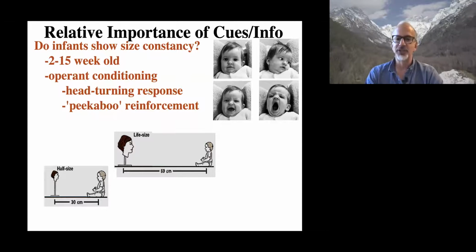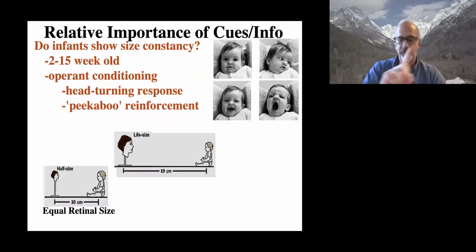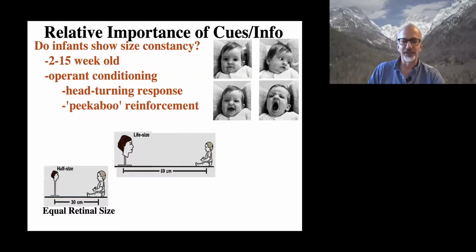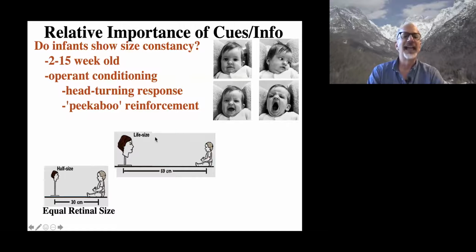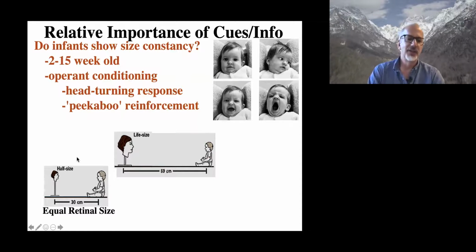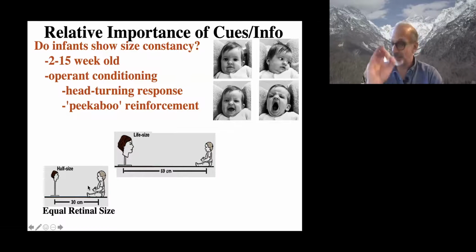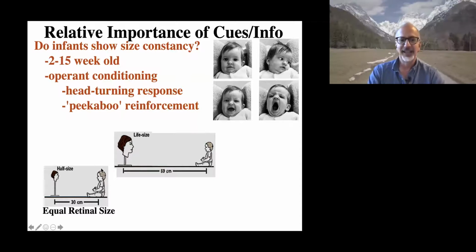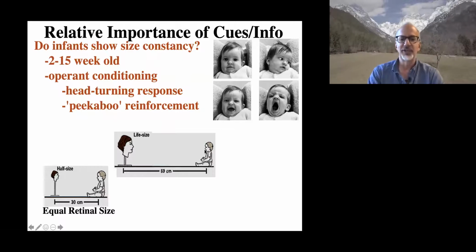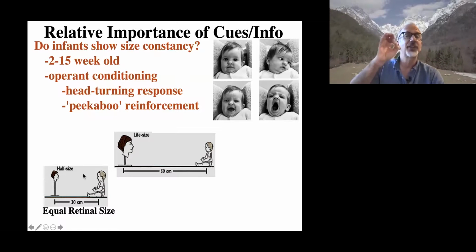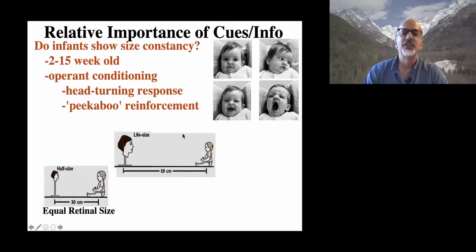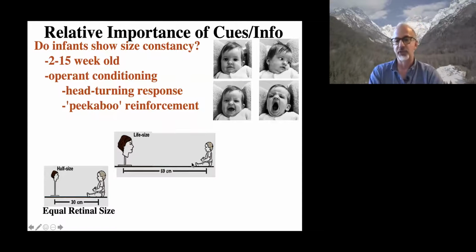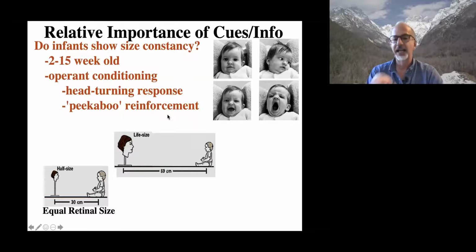The other new situation is this. I should mention, this is equal retinal size: this situation provides the same image size to the retina as this situation. You are bringing the mannequin head in closer, but because now it's half the size, in both cases the size of the image of the mannequin head at the infant's retina is the same as in the original situation which they were trained to. That's one of the new ones.